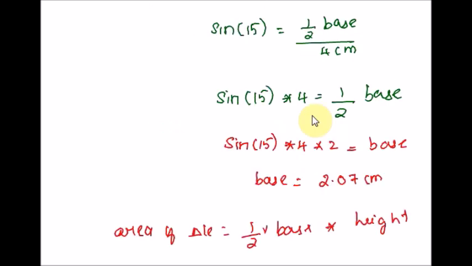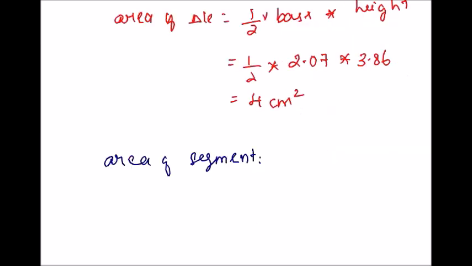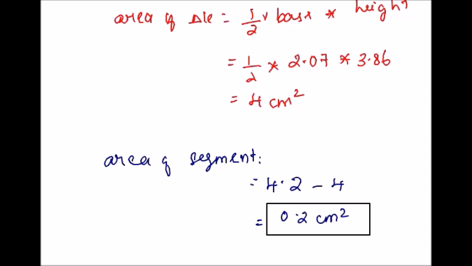Plug in the base and height in this area formula to find the area of a triangle. So the area is 4. Subtract the area of the sector and the area of the triangle to get the area of the segment. So the area of the segment is 0.2 centimeter square. Hope you are clear with this example.